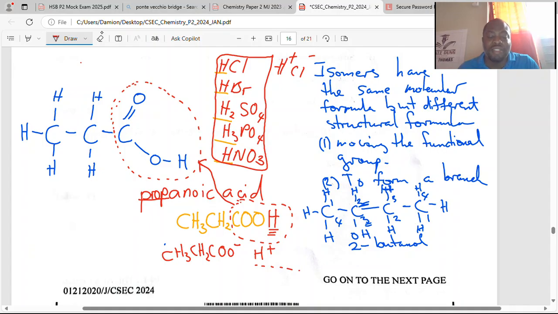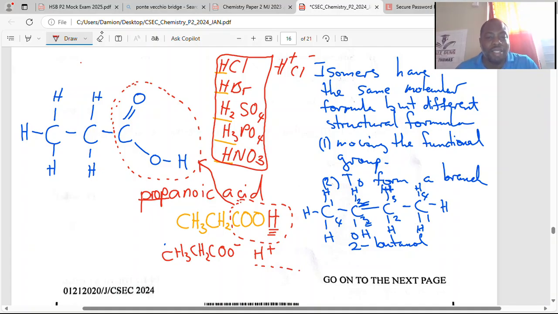Acid plus a metal. We have to start reading over, guys. Acid plus metal gives salt and hydrogen. Yes.